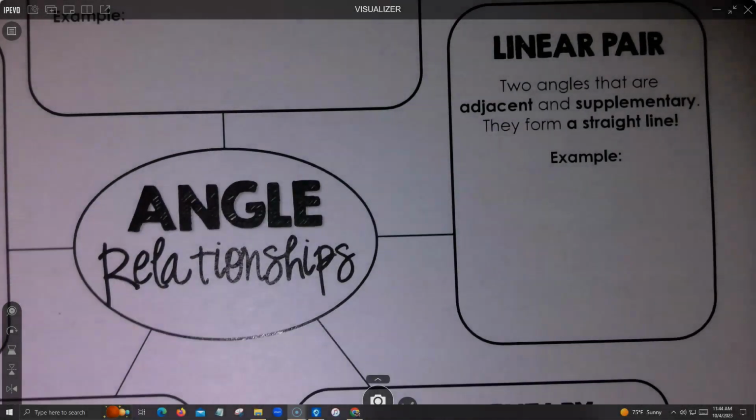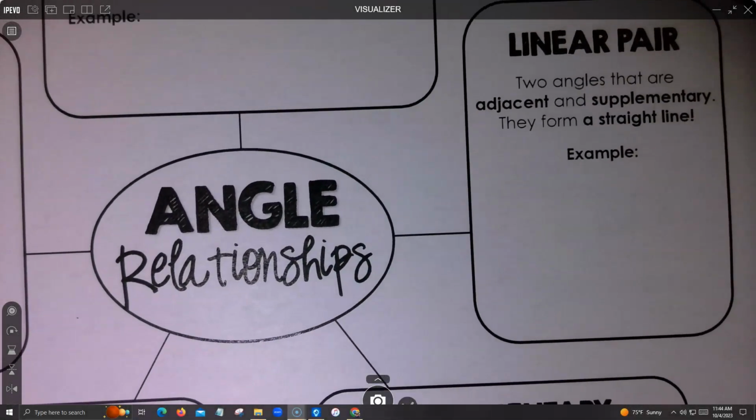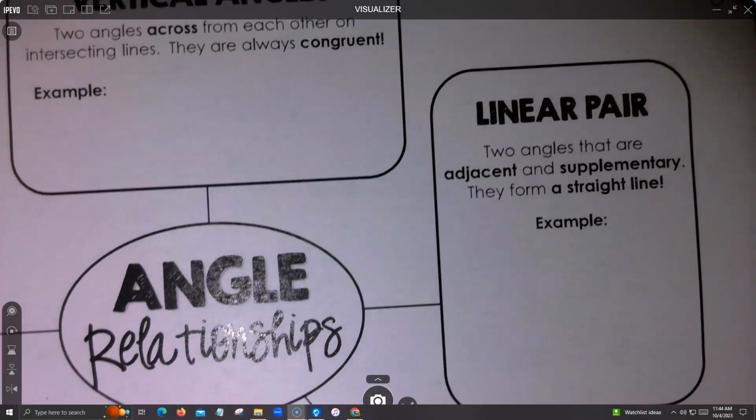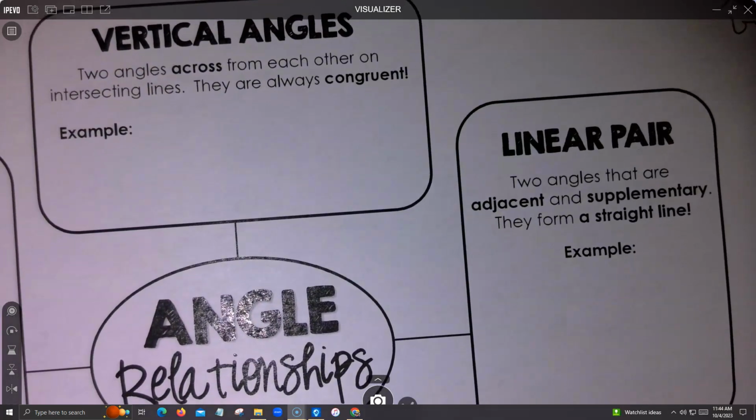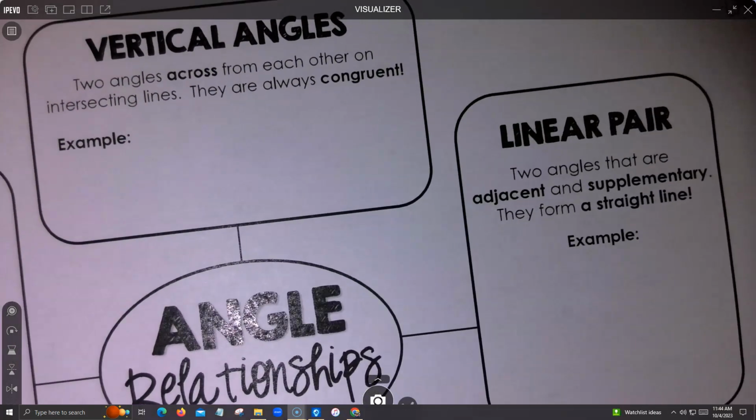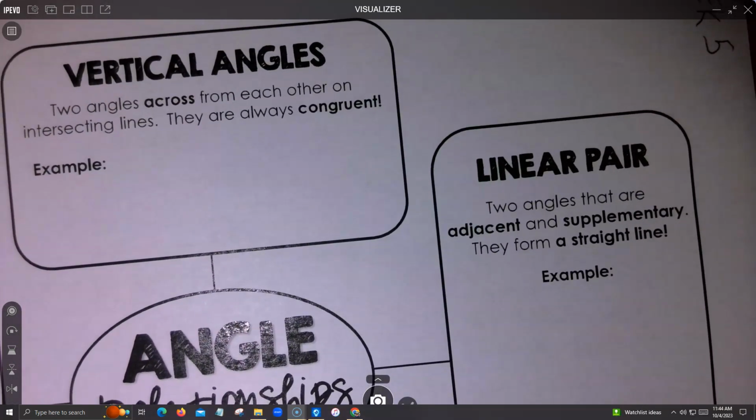Alright, so this lesson is on angle relationships. I'm going to go through five different kinds of angle relationships we have to talk about today. We'll touch upon each one of these topics. We'll talk about what they look like and some examples.